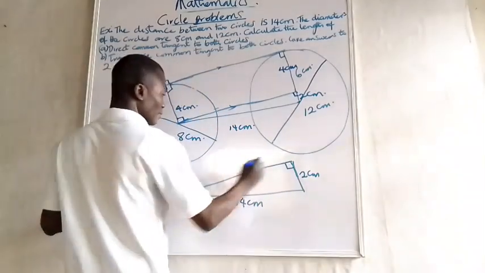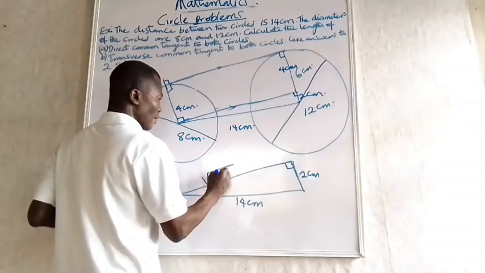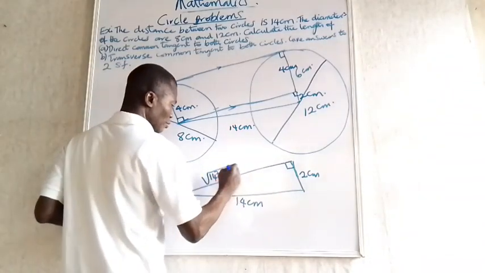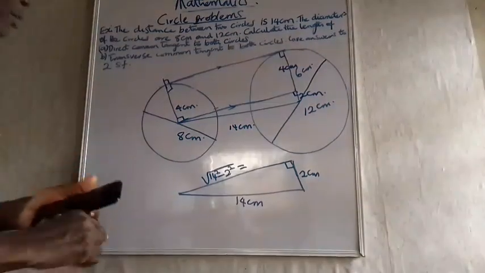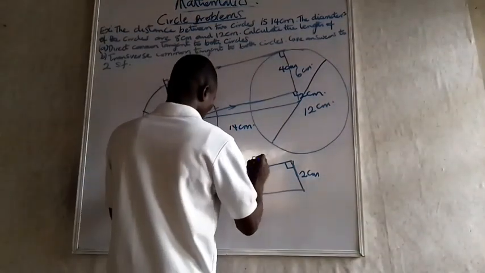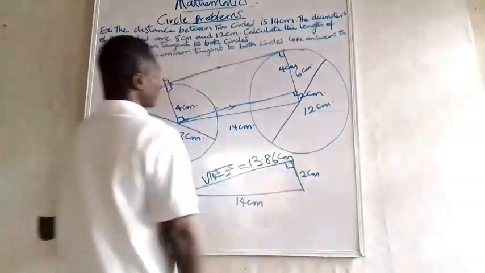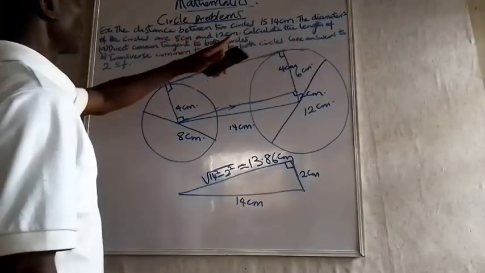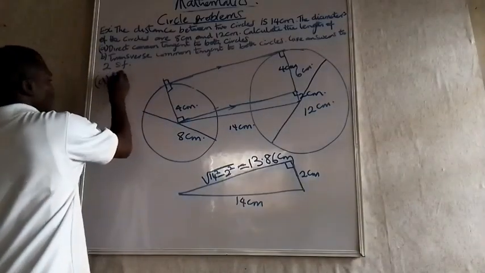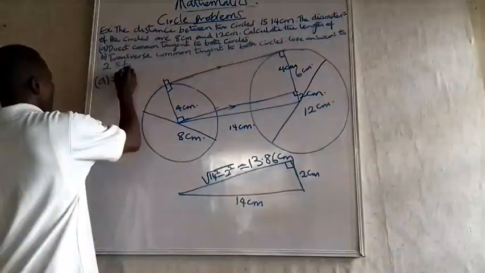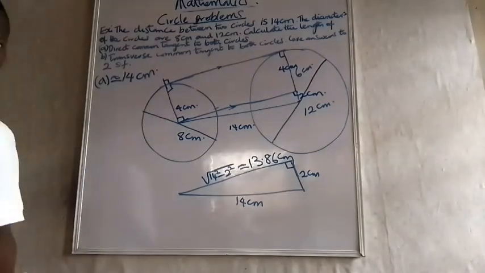So this place will be, using Pythagoras theorem, square root of 14 squared minus 2 squared. And that will give us 13.8 approximately. And you are told to give an answer to two significant figures. So we can say that the tangent is equal to, by the time we convert this one, approximately 14 centimeters.